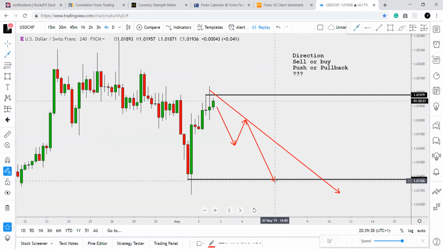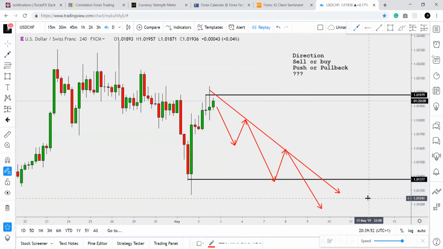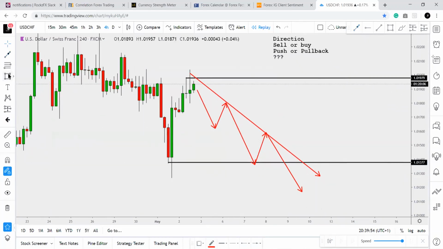Okay. So even now, if you want to buy off of this level, it's completely fine, because by the time price pushes back to this level, you would have gone break even. If price continues to go down, then that's completely fine. You take a break even trade.